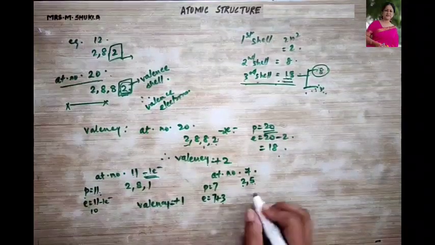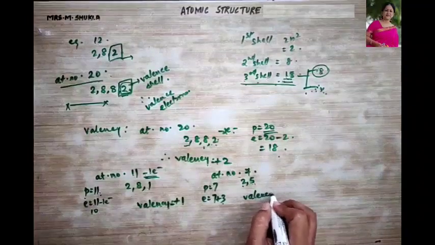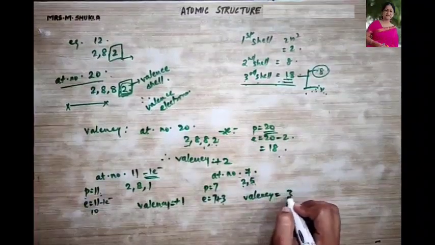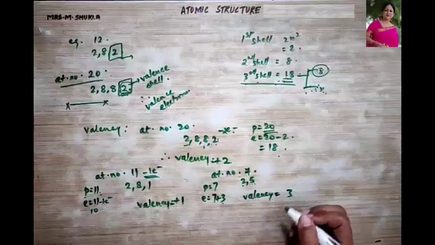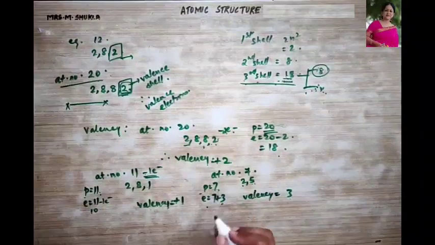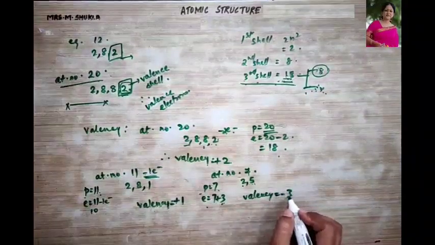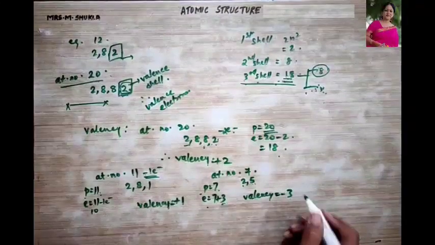How many? 3 electrons. So valency over here of atomic number 7 is how much? 3. But whether it is plus or minus, electrons are more than protons. How many more? 3 more. So here it is minus 3 is the valency.